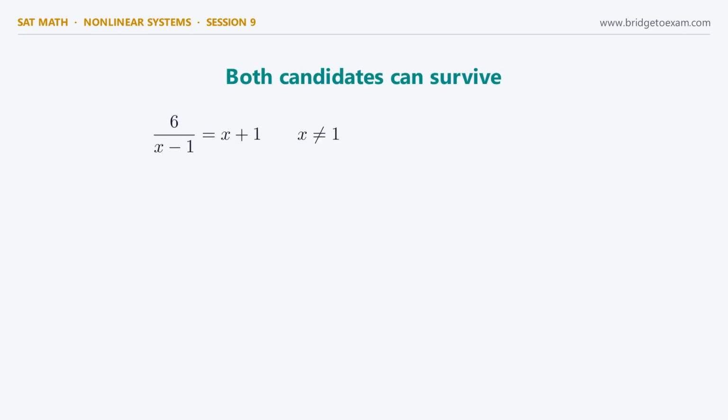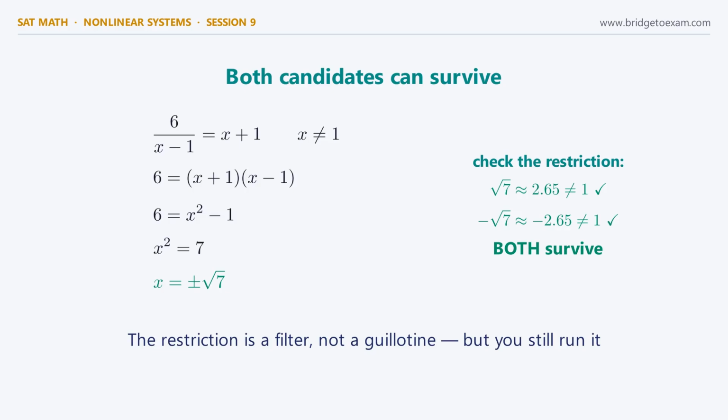Let's do one. 6 over x minus 1 equals x plus 1. Step 1 always, record the restriction. x is not equal to 1. Now multiply both sides by x minus 1. 6 equals the quantity x plus 1 times x minus 1. The right side is a difference of squares. Remember session 4. So that is x squared minus 1.